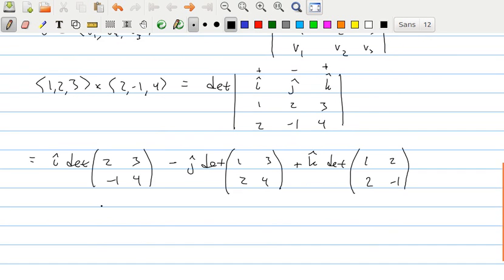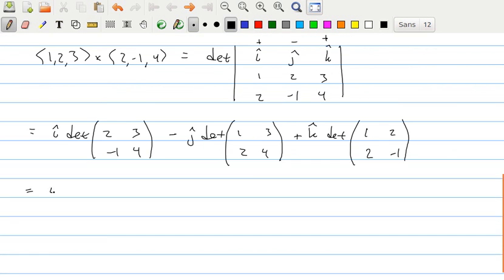Okay, now each of these subdeterminants we can compute by doing that little cross multiply trick. So this gives us 8 minus negative 3. And then for the j component, 4 and 6. So 4 subtract 6. And then for the k coordinate, we're going to cross multiply again here. So negative 1 subtract 2 times 2 is 4.